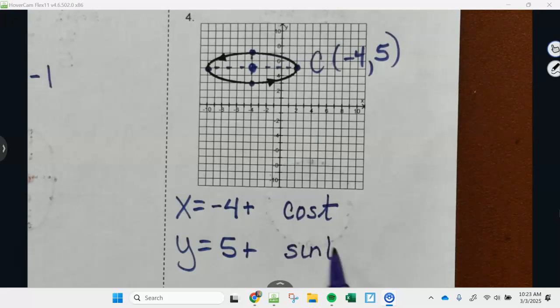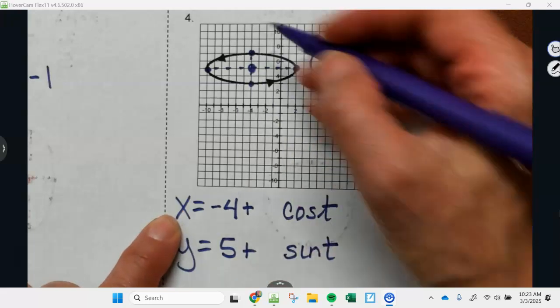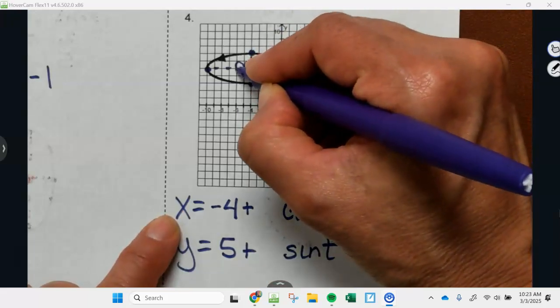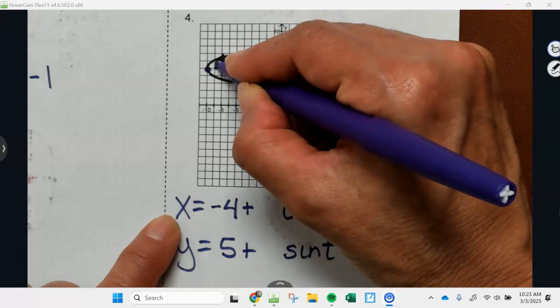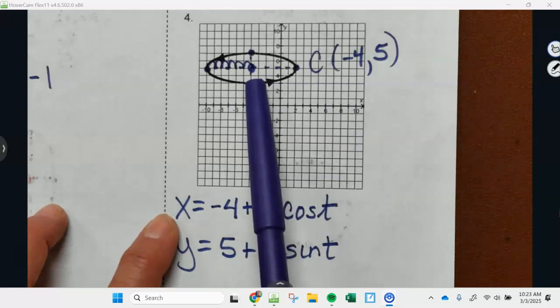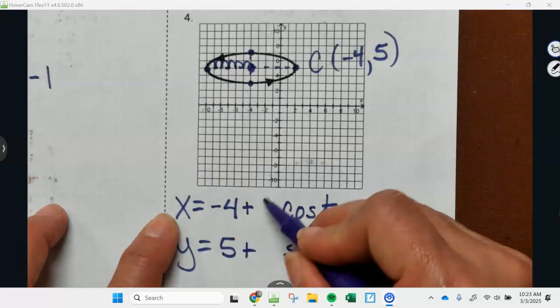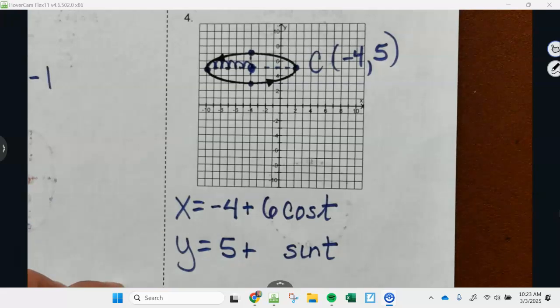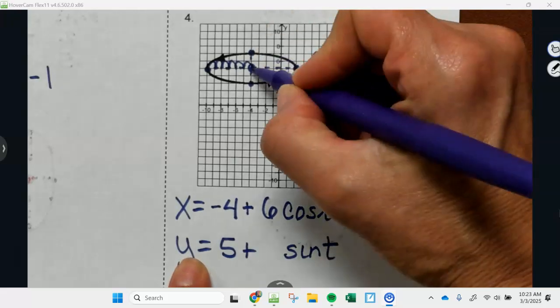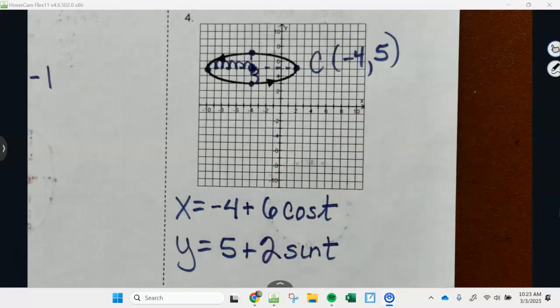sine T for Y. And to find those numbers, for the horizontal movement, the X movement, I'm just going to count horizontally how many I go over until I land on a major axis endpoint. From the center to a sideways, directly horizontal point on the graph is 6 units. That just goes there. To get the sine value, remember Y values are up and down movement. From the center, I would just go up or down 2 units. And that's how you write it.